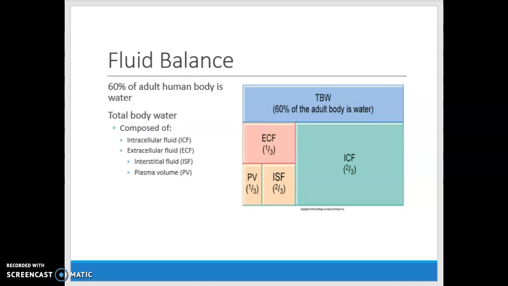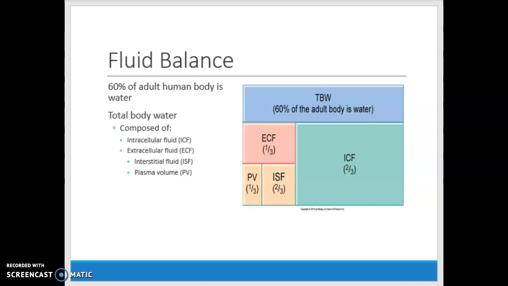So it's represented by that green box on the diagram there. The other 15 liters then is in the extracellular fluid, or 1/3. So that 15 liters is further broken down into two compartments. The interstitial fluid, which is about 2/3 of the extracellular fluid, or about 10 liters, and then the plasma volume, which is 1/3 of that extracellular fluid, or about 5 liters.